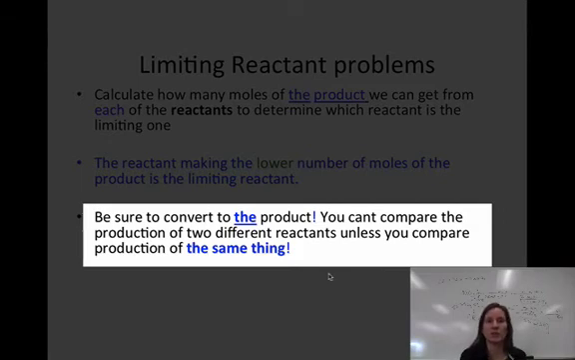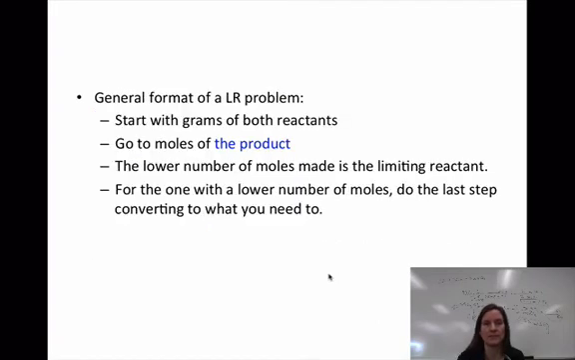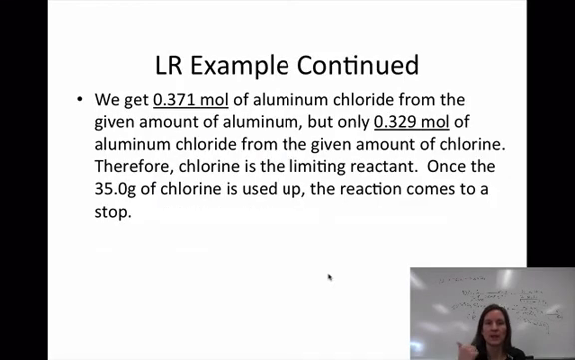Now, just be careful in the end that you really focus on what you're converting into. You want to convert to a place that's comparable. If you have 2 different things, you can't really compare them. If you converted to jelly and peanut butter, you'd say, oh, I have enough of each. But you don't know if both of them will end up in the same sandwich unless you compare things that are the same. So general format: grams to moles, lowest number is the limiting reactant, then take it one step further to convert to what you need it to be. So in the example on the board, the 0.329 is your limiting factor. Once the 35 grams of chlorine is used up, the reaction will stop.